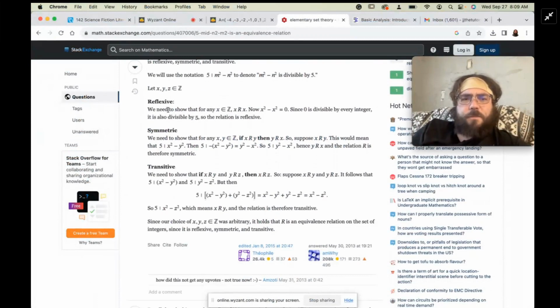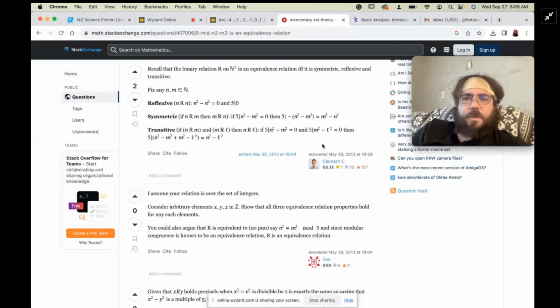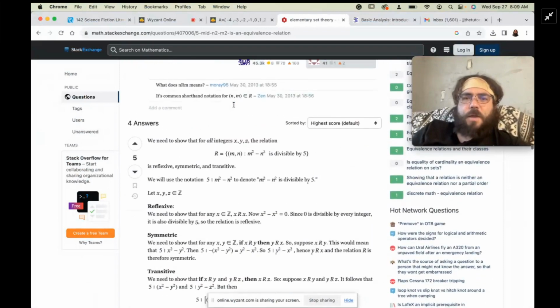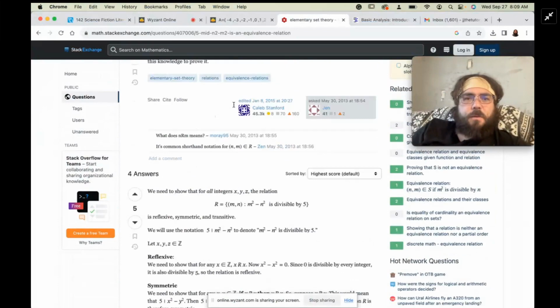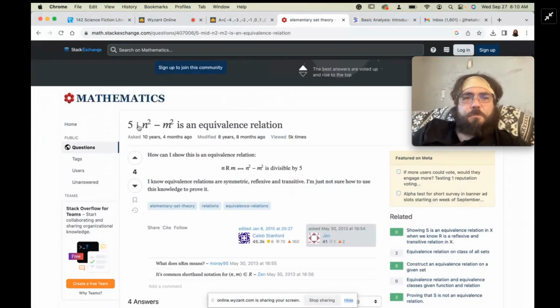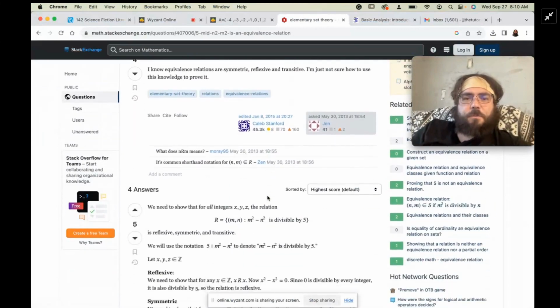So for reflexive, the reflexive case is just when X is a relation with X here, and in your case you have M and N. So you just take M or N and you plug it in, you get 0. And since 0 is divisible by 5, it is reflexive. And you can notate that down here. You see that 5 bar 0. That implies 0 is divisible by 5. This notation in this course, when you see the bar, that means that this term here is divisible by that term.